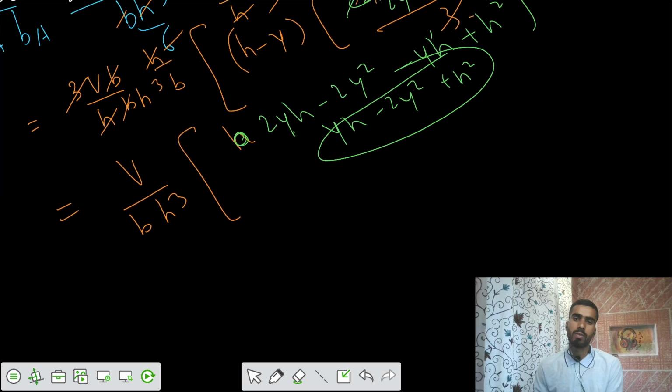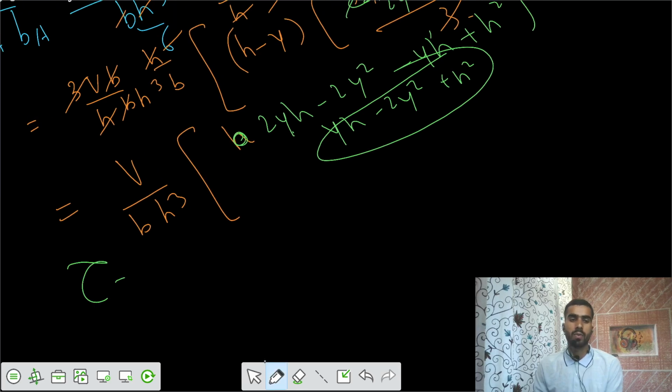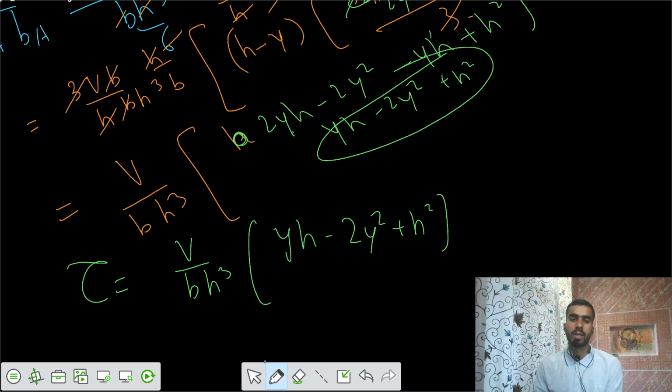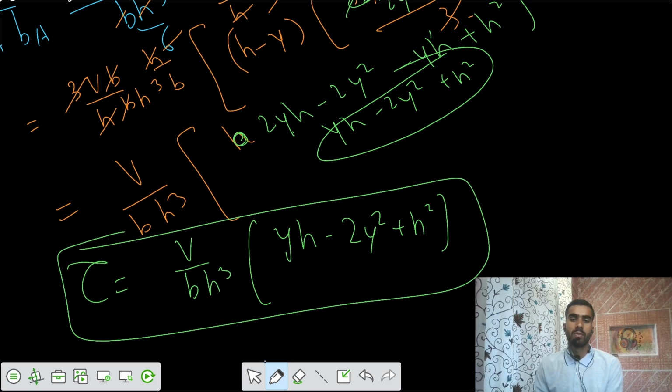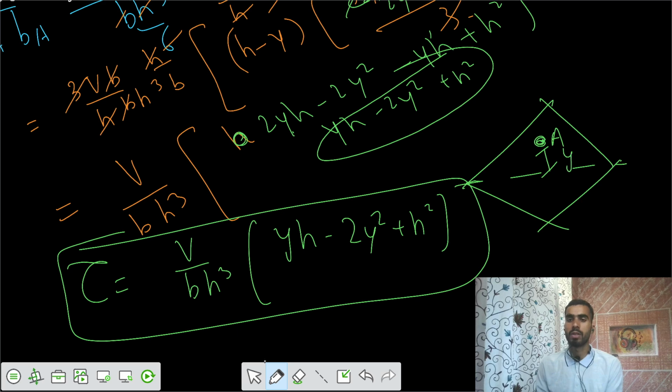So finally you can write the equation: tau equals v by bh cube times (yh minus 2y square plus h square). So this is our equation for the diamond section, the shear stress at any point A at a location of y from the neutral axis.